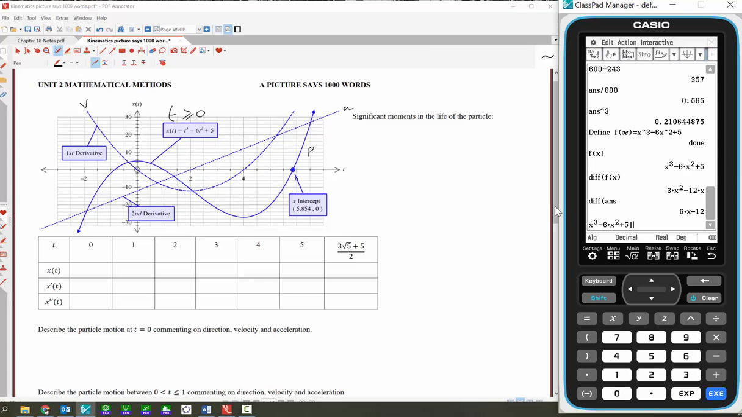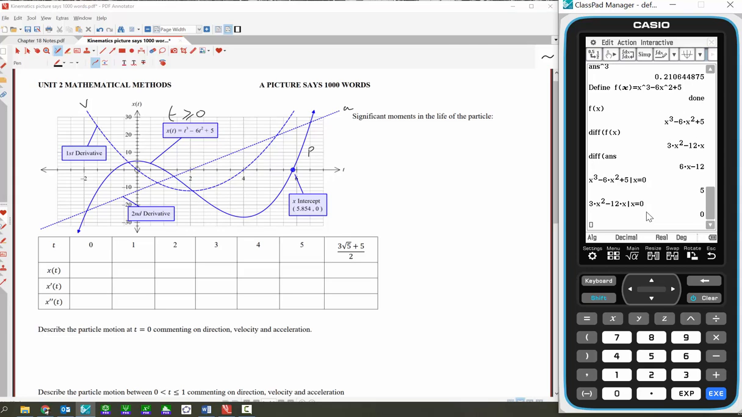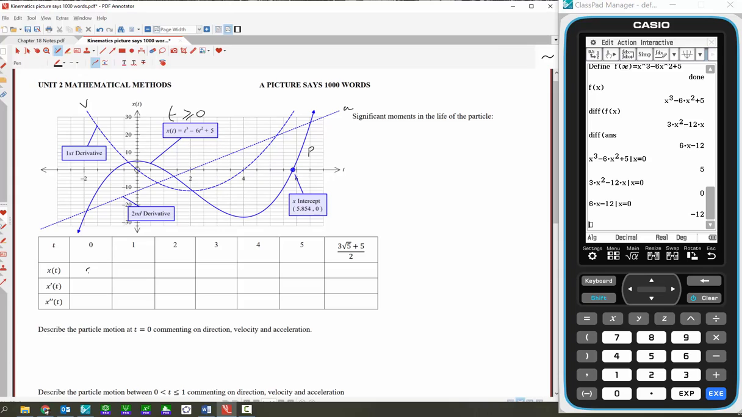I'm going to go with x equals 0. So I'm going to get it to do all the substitutions for us. Grab the first derivative, the velocity function, with x equals 0. And finally grab the acceleration function with x equals 0. Let's pop those values into our table. So we've got 5 is the position, 0 is the velocity, and negative 12 is the acceleration.